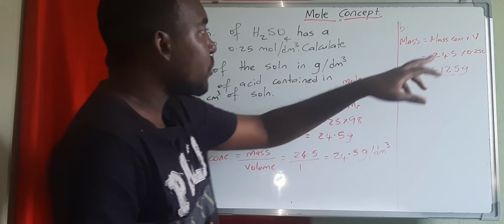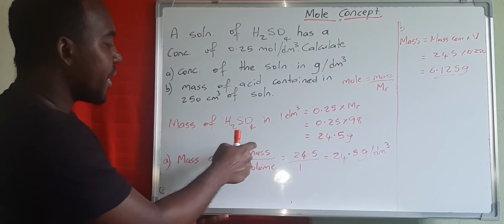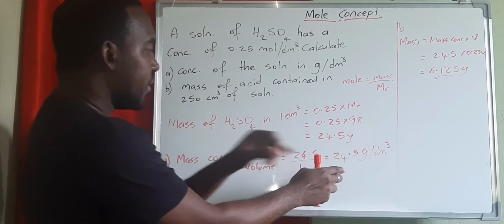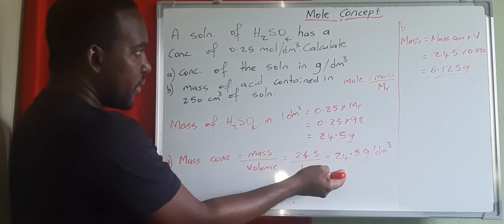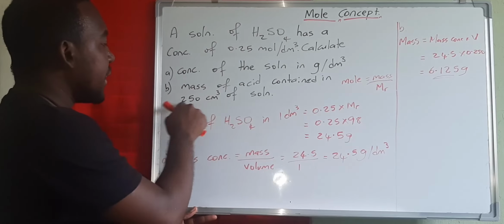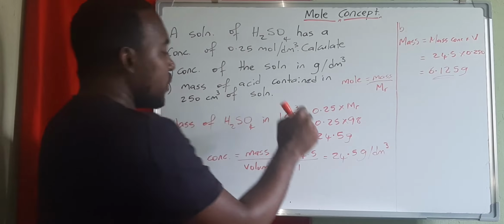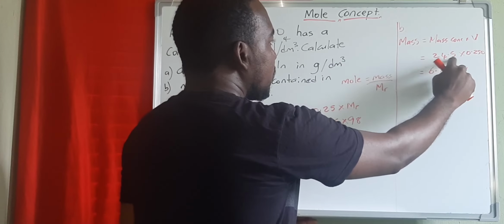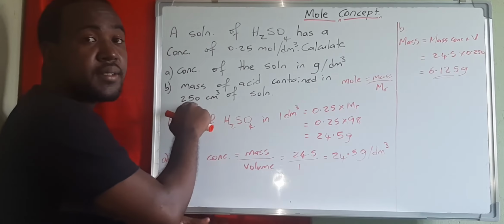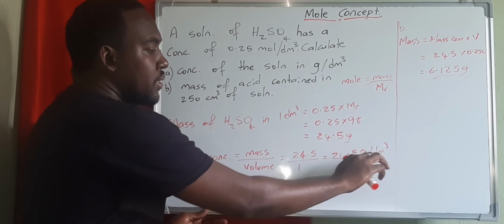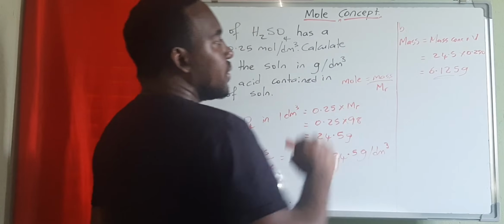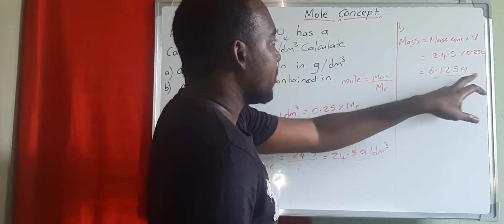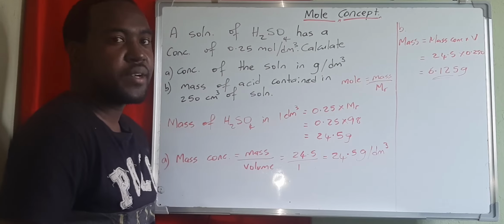We know that from the mass concentration we can find the mass, because we're not given the mass. We have the mass concentration, and we have the volume that's given in the question. Therefore the mass would be mass concentration times volume, and the mass concentration is 24.5. The volume is in centimeter cube but the mass concentration is per dm cube, so we have to convert this to dm cube, which is dividing by 1,000. So we get 0.250, and then we multiply, and we get 6.125 grams.